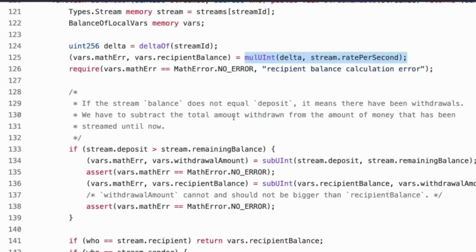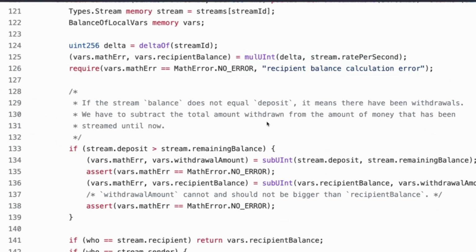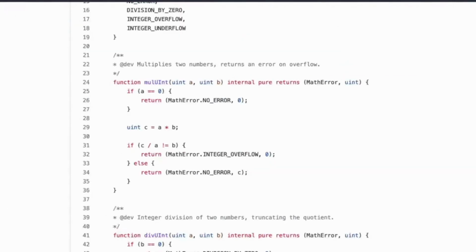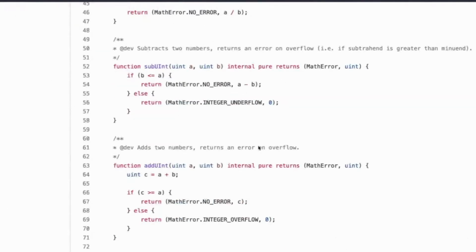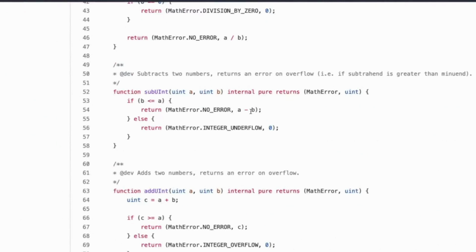Cool. And then they just give a very general statement in the error. If the stream balance does not equal deposit, it means there have been withdrawals. We have to subtract the total amount withdrawn from the amount of money that has been streamed until now. Cool, so that's what they do here. They go sub uint, but that's weird because it's not. Oh, it is. It is here. Cool. Okay. Interesting.